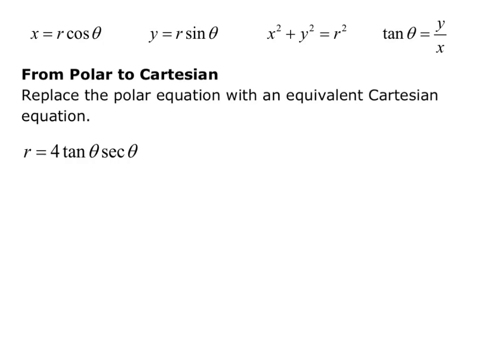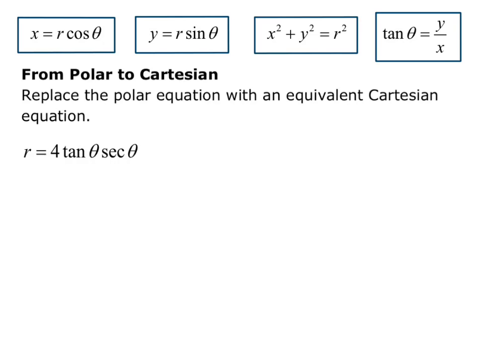So we're going to use the same four identities as before. x equals r cosine theta, y equals r sine theta, x squared plus y squared equals r squared, and tangent of theta equals y over x. This will be kind of like the identity section from your trig class, where you were trying to prove that things were identities, except in this case we're going to use these four identities only and try to convert from r and theta to x and y.